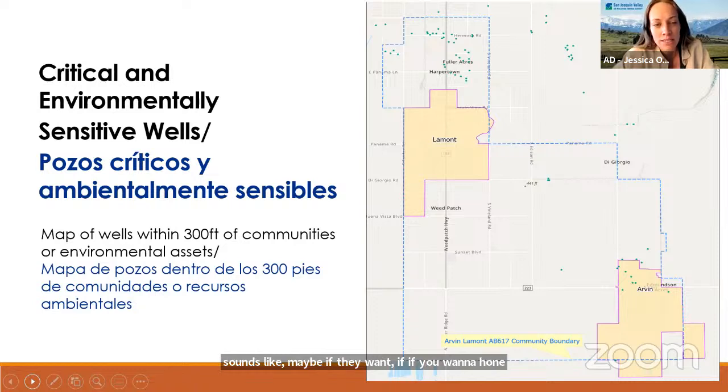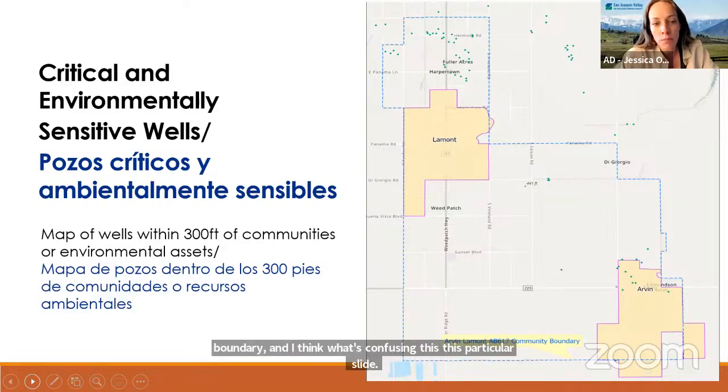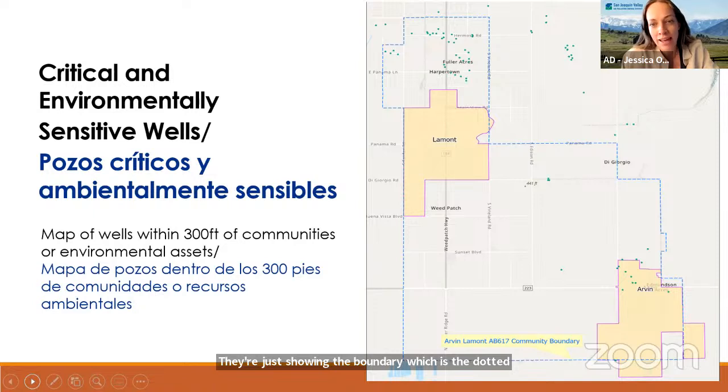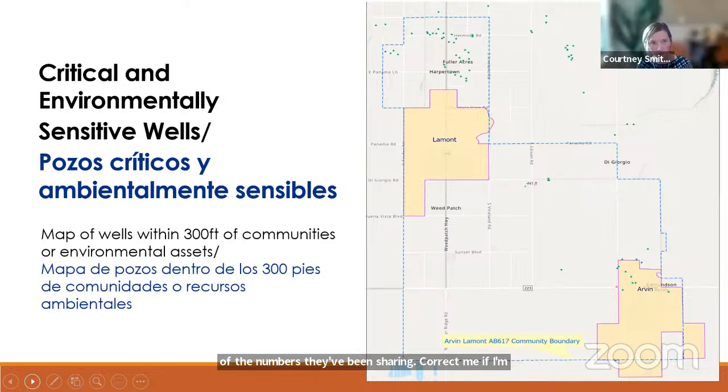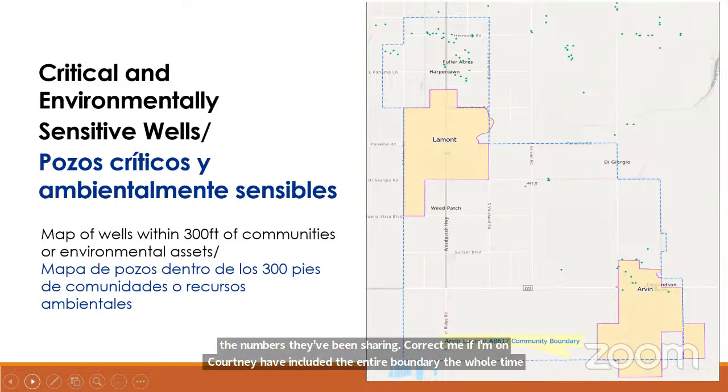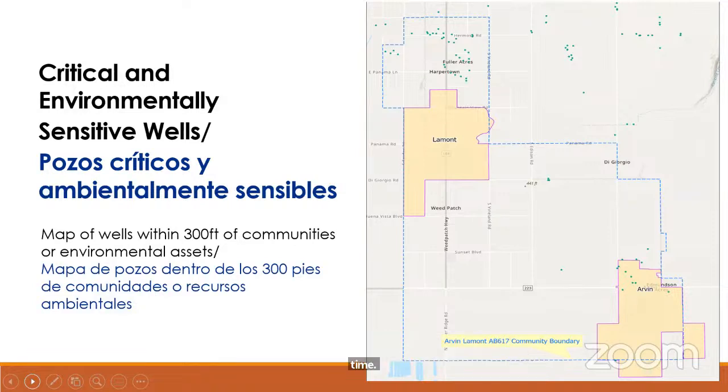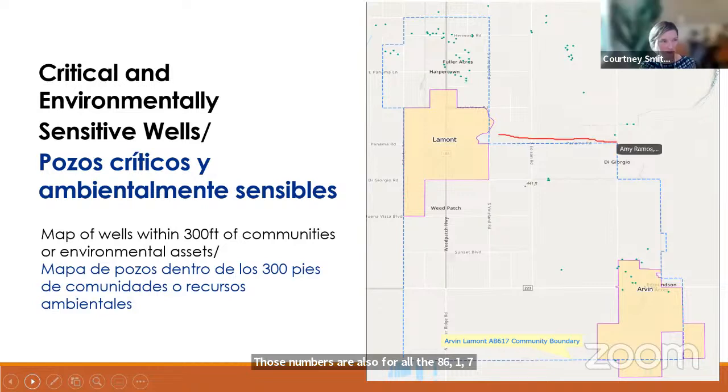And I think what's confusing, this particular slide, they're just showing the boundary, which is the dotted line. And the only reason Lamont and Arvin, those are just the shadings of those boundaries based on the boundaries of the actual city or the boundaries of the actual unincorporated area. But all of the numbers they've been sharing, correct me if I'm wrong, Courtney, have included the entire boundary the whole time. That's correct. Okay, so then on slide 5, that's where you showed those numbers. Those numbers are also for all the AB 617 communities in that boundary. Correct. Okay, thank you so much.